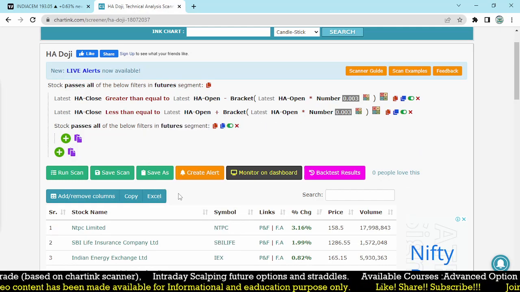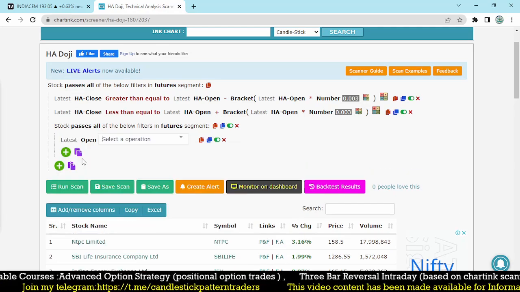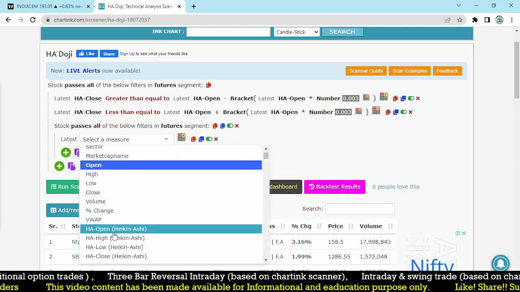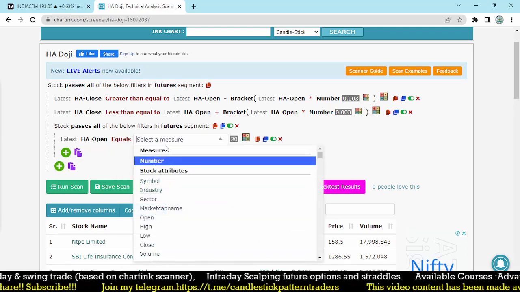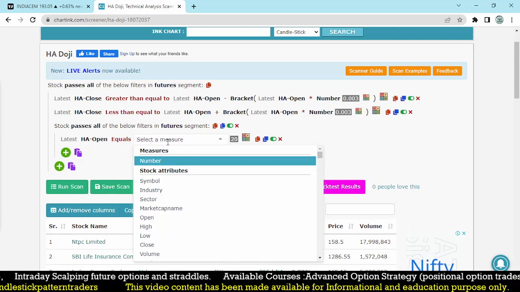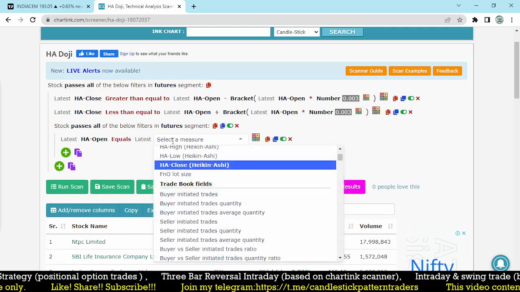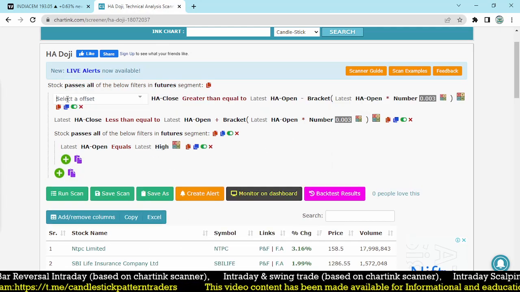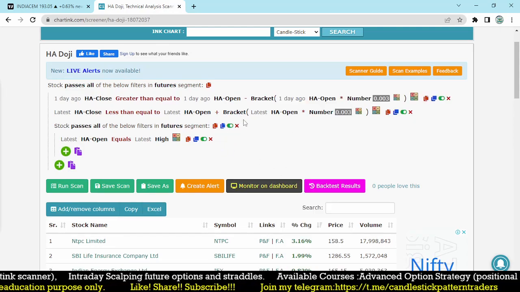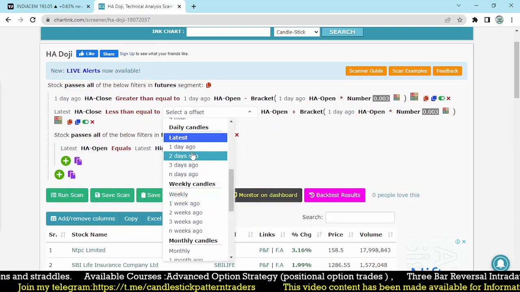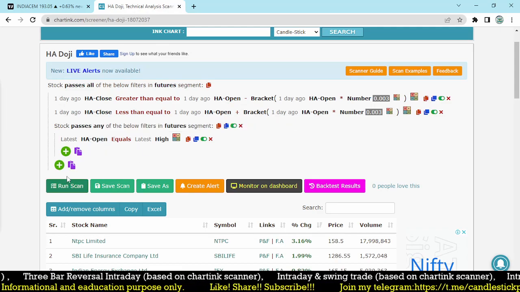It will go to futures values. So the latest HA open equals to HA close. This was latest open equal to latest high. So the next day must be an open high candle. Right, so here I'm going to change this. One day ago must be a doji with the Heikin-Ashi candle, and the next day should be an open high or open low candle, which may be giving you the best opportunity.